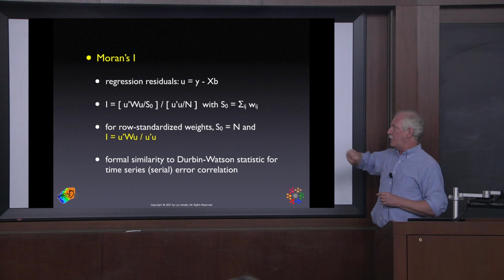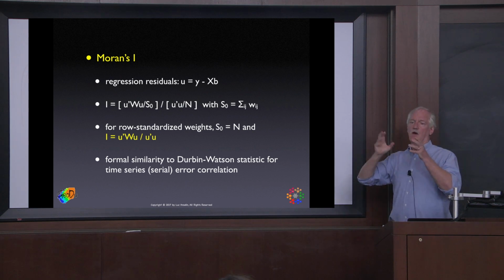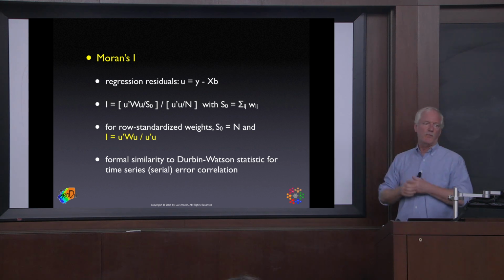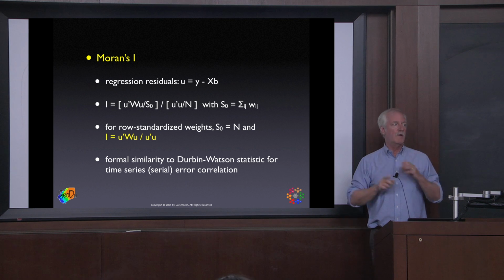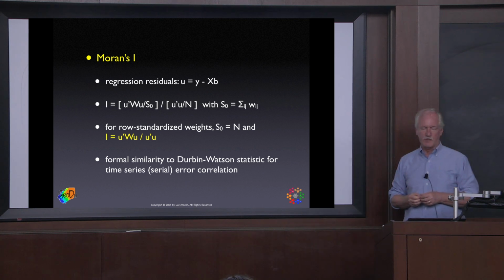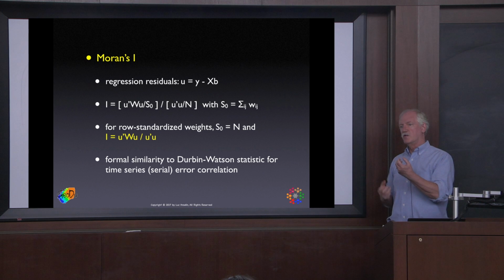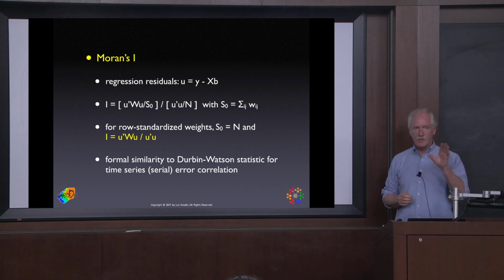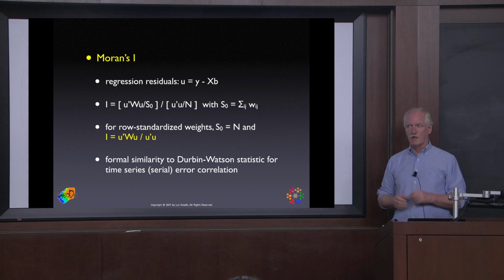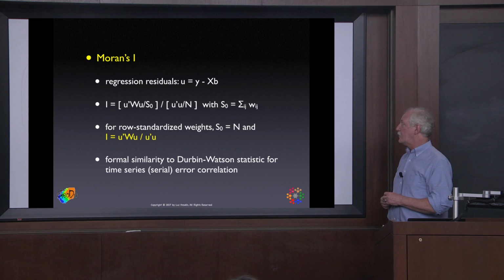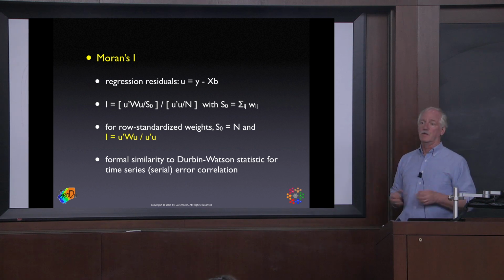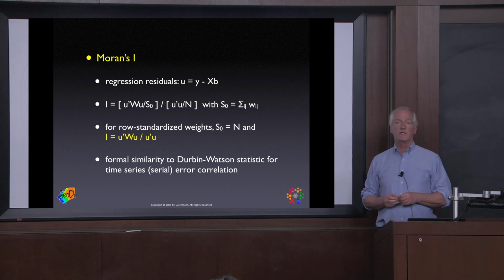So that's the numerator. You can think of this like a cross product statistic similar to a Pearson correlation coefficient between the residual and its spatial lag. It's not the same, right? I didn't say it was the same. It just kind of looks like it. And then the denominator is the variance, the sum of squared residuals divided by the number of observations. So that's an estimate of the variance.